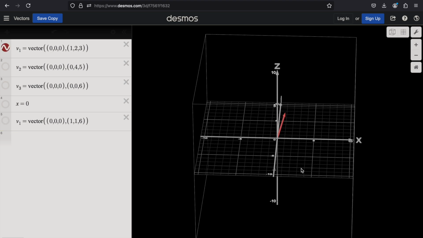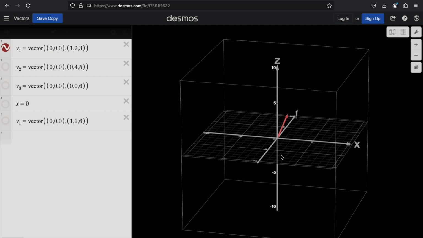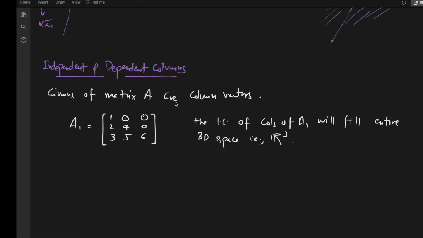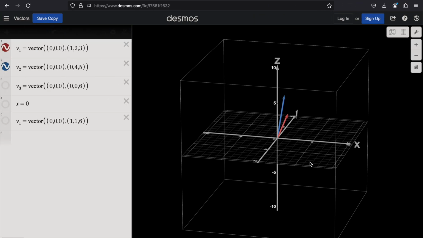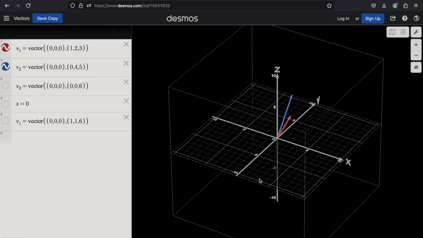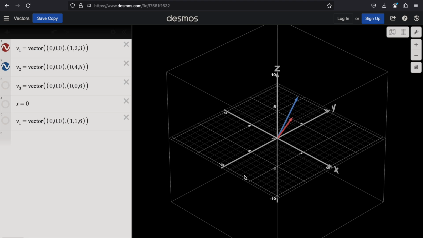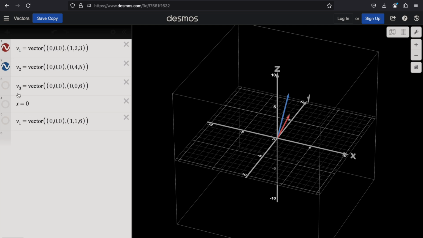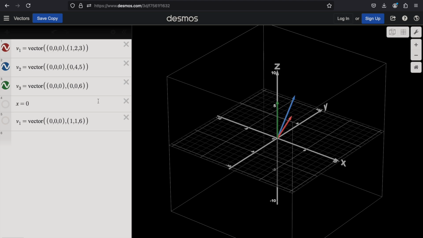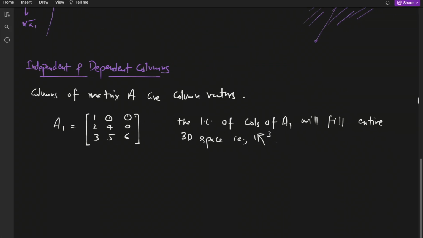Okay, you can see it is lying in the 3D space, right? Now this is the second column, that is 0, 4, 5. It lies in the YZ plane, right? Because the X component is 0, so it lies in the YZ plane. And this is the third vector, that is 0, 0, 6. It lies on the z-axis because the x and y components are 0.